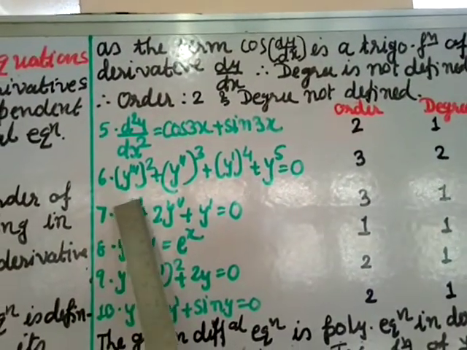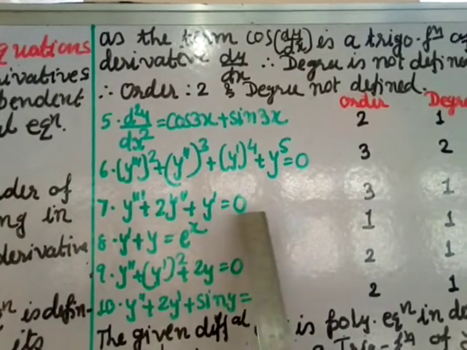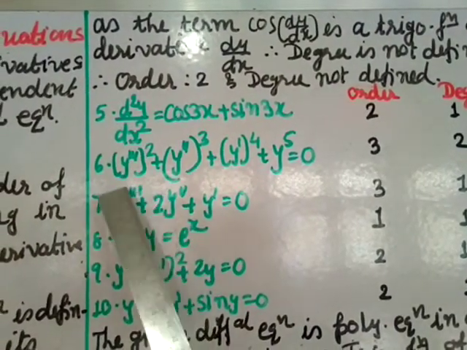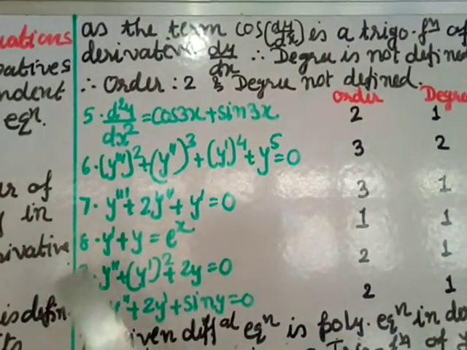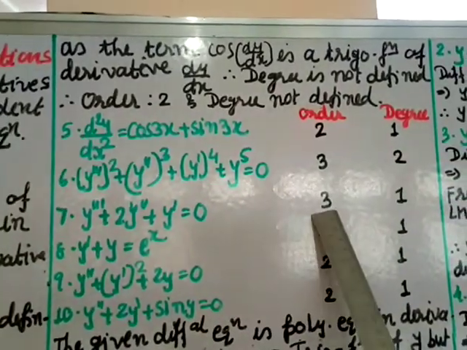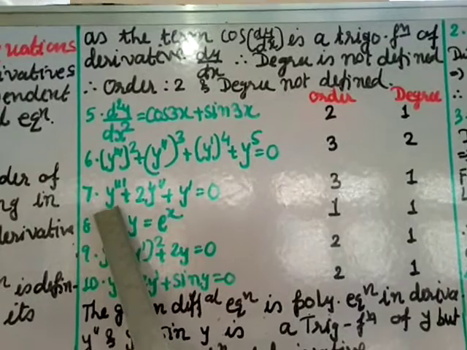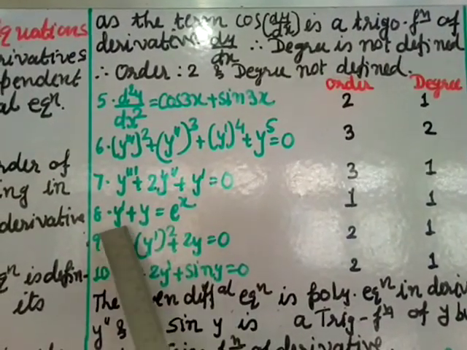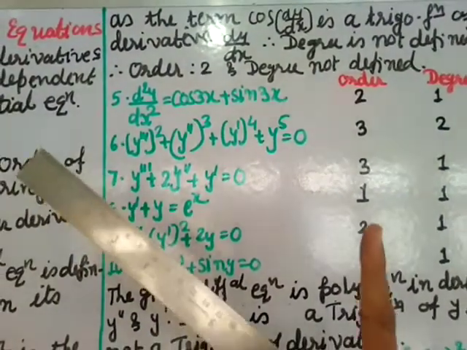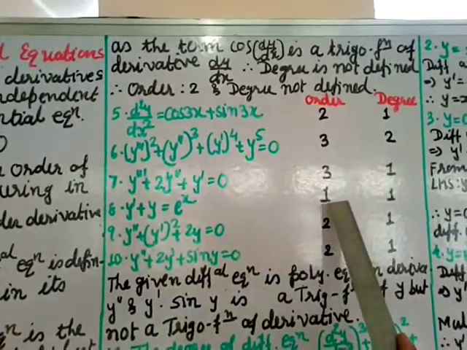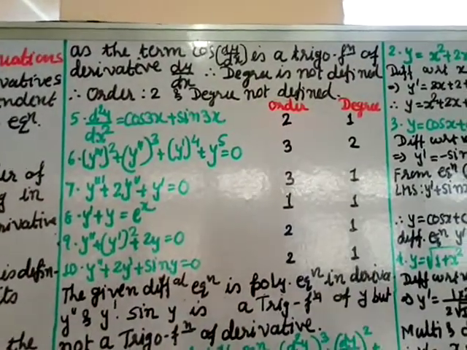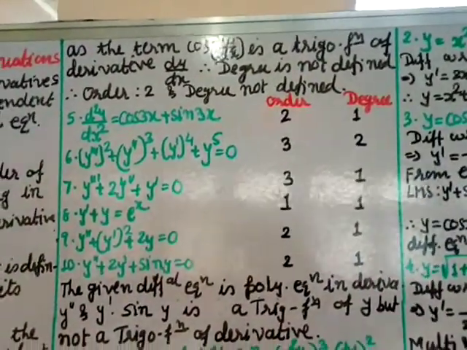Question 7, y triple dash plus 2y double dash plus y dash equal to 0. This y triple dash means third order derivative, this second order, this first order. So third order is the highest order, so 3 is the order, and the degree of this is 1. Question 8, y dash plus y is equal to e power x. Now here y dash is first derivative. So we can say that the order is 1 and the power of this is 1, so order and degree both are 1.